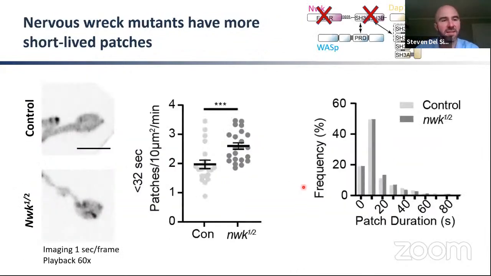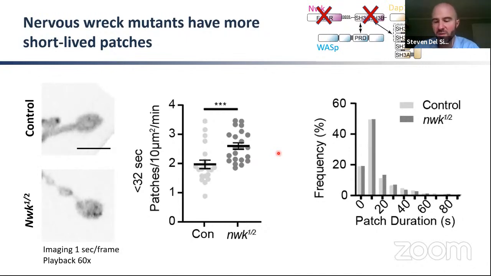And so when we look at this actin assembly in a Nervous Wreck mutant, it turns out that we see an increase in the frequency of patch assembly. So this is control here and Nervous Wreck null mutants. We see this significant increase in the frequency of actin patches. When we measure the distribution of how long these patches last, we actually don't see any change in their duration. So it's really just a pure increase in the number of assembly events that are occurring.